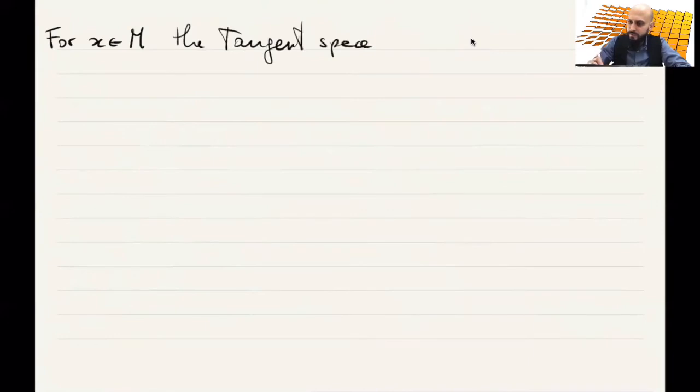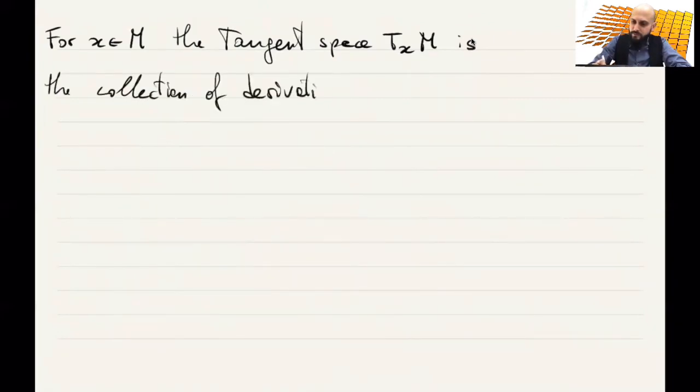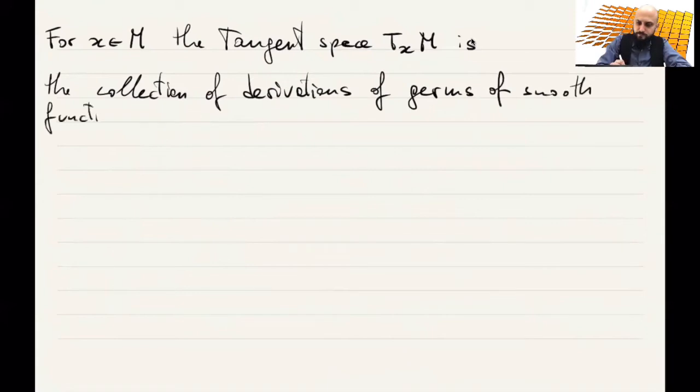Okay, let's talk about tangents. For a given point on a manifold, the tangent space, let's call it TxM, the tangent space at x of M, is the collection of derivations of germs of smooth functions at x. What does it mean?